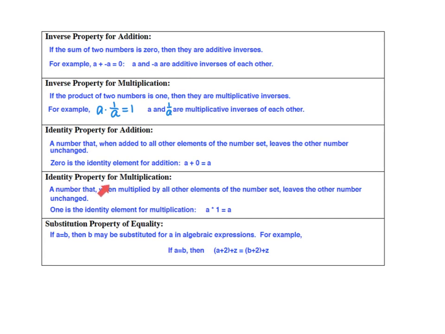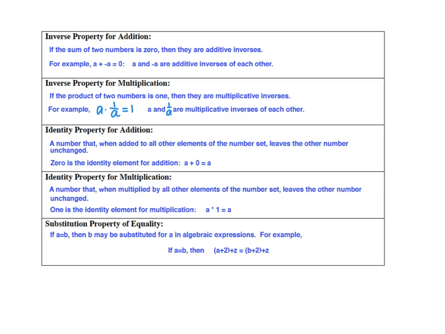Identity property for multiplication says basically the same thing. I want a number to use to multiply by any other number to get that same number out. It's a number that, when multiplied by all other elements of the number set, leaves the other number unchanged. So here's what that means. 1 is the identity element for multiplication. A times 1 is A. No matter what real number I take, multiplied by 1, I get that same number out.